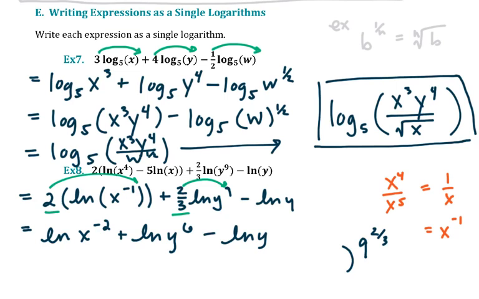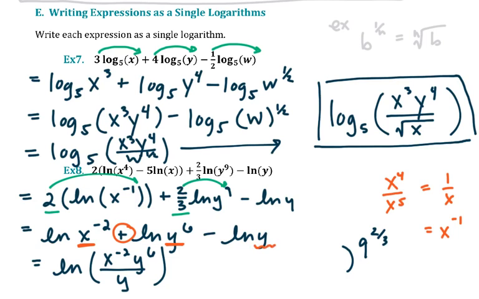So thinking about condensing these together, I have a plus and a minus. Plus means I'm going to multiply those 2 logs, and the minus means that y is going to go into the denominator. So this becomes the natural log of x to the negative 2, y to the 6th over y. Because we multiplied x to the negative 2 and y to the 6th, and then we divided by that y value.